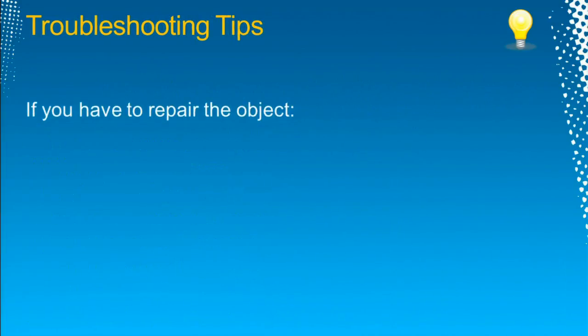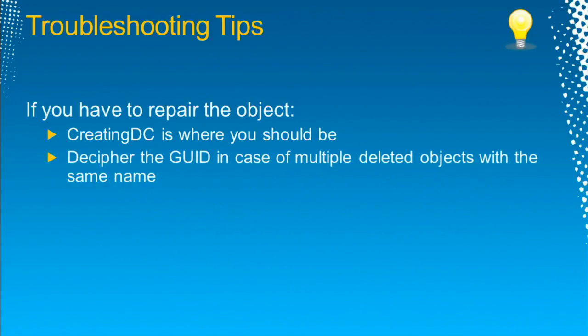If you have to repair the object, know what the creating DC is, go there. Decipher the GUID. Again, the first 4 pairs of numbers, 8. Last 2, then 2, 2, 2, and 2. Actually, this 2 is here, this 2 is here, this 2 is here, that 2 is here.